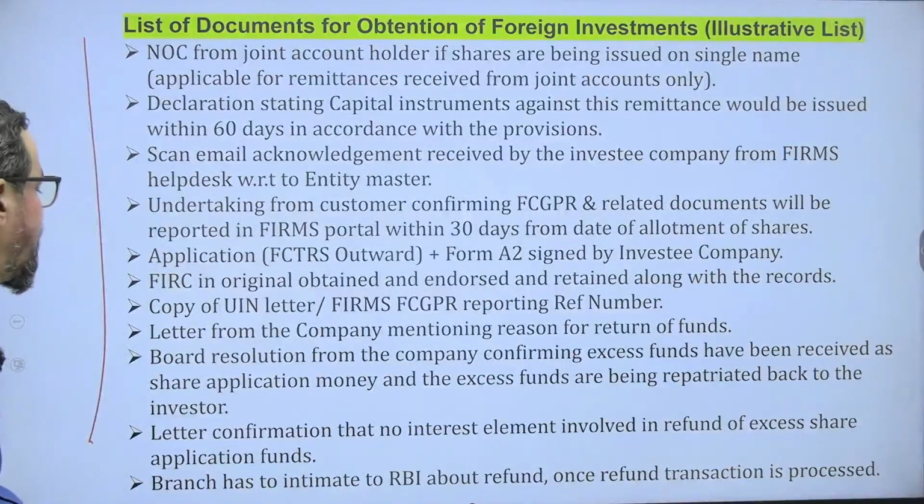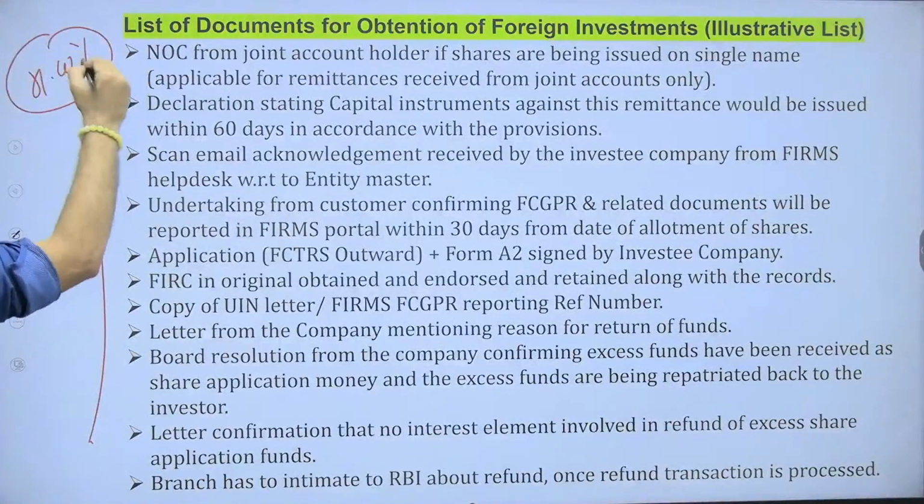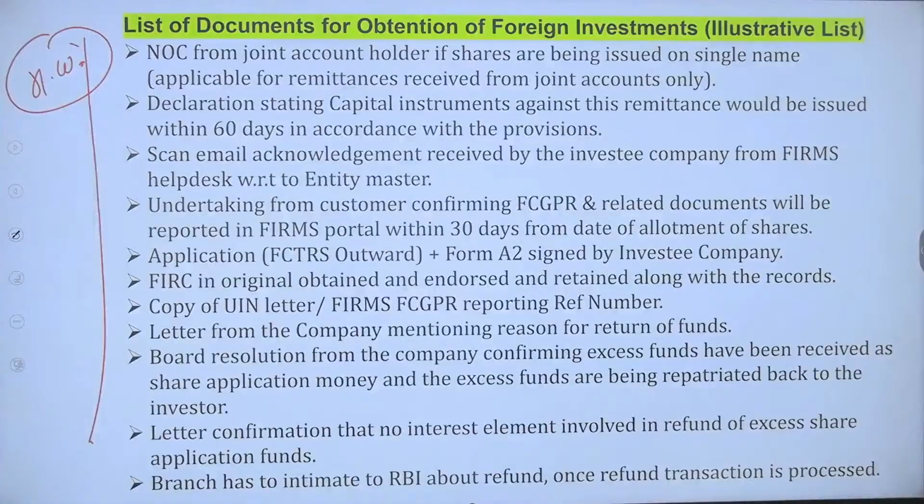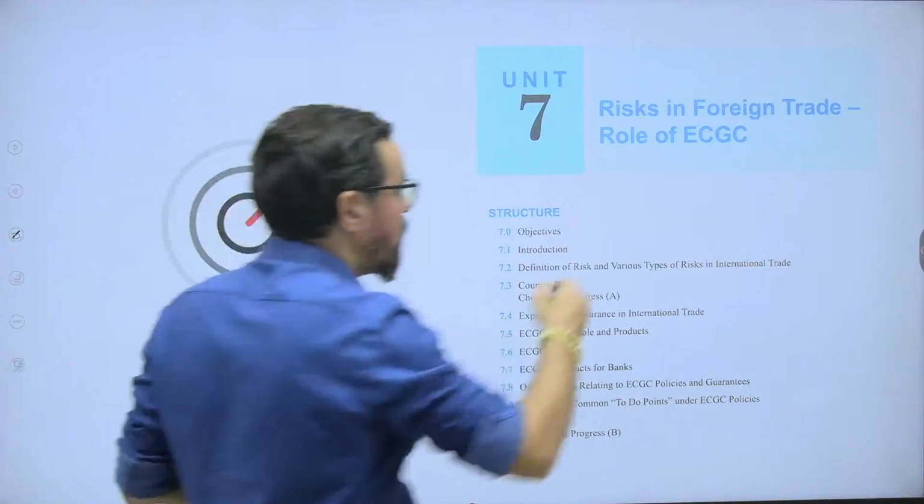Okay? I have created one list, so I'll mention the homework here. What documents are generally required when a foreign investor is making some sort of investment. Now the next one, unit number 7.